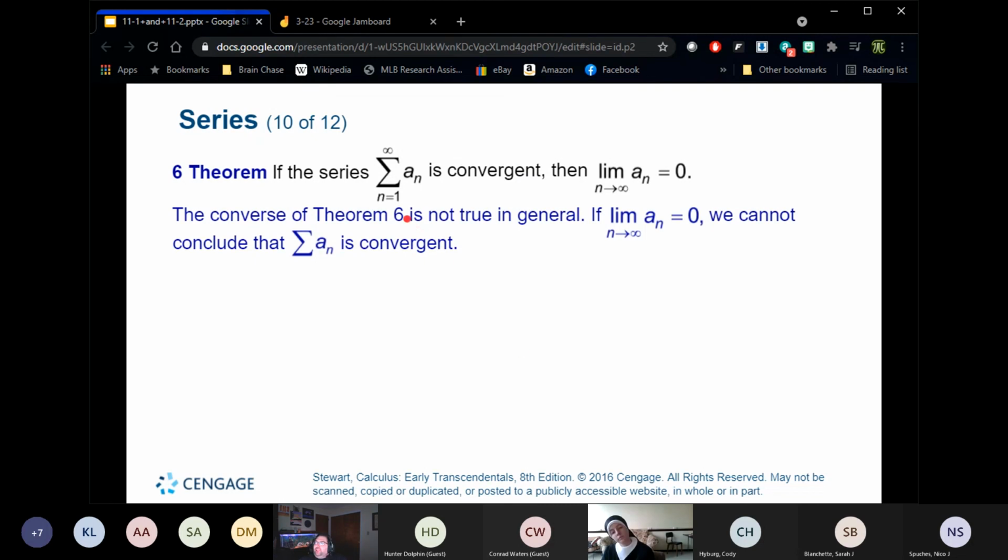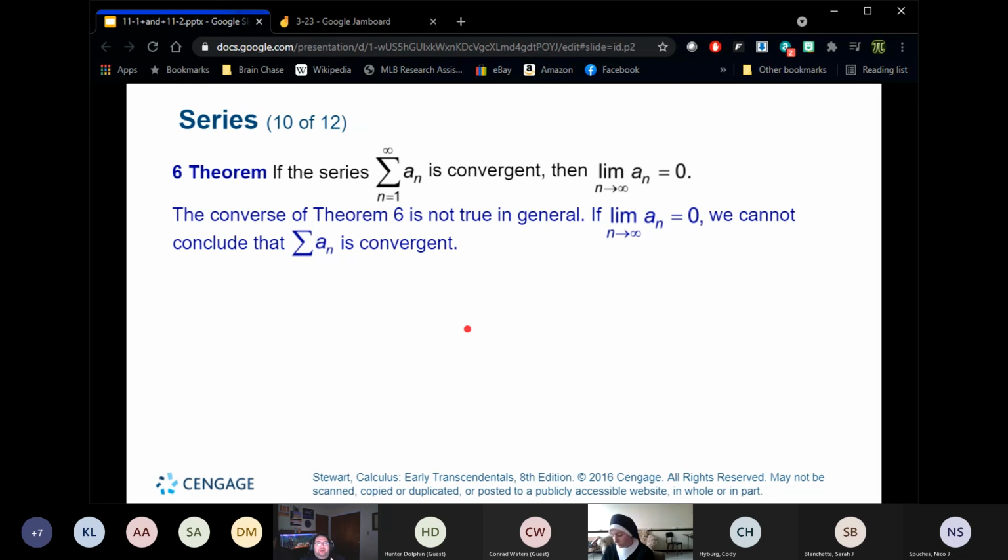So if a series is convergent, then the limit of a sub n is 0. Okay, so if a series is convergent, I know that the limit of a sub n equals 0. However, the converse of that is not true. If the limit goes to 0, we do not know if the series is convergent. And we just showed why.